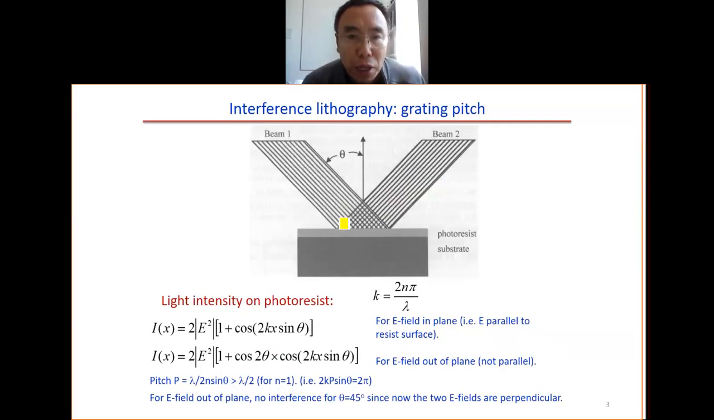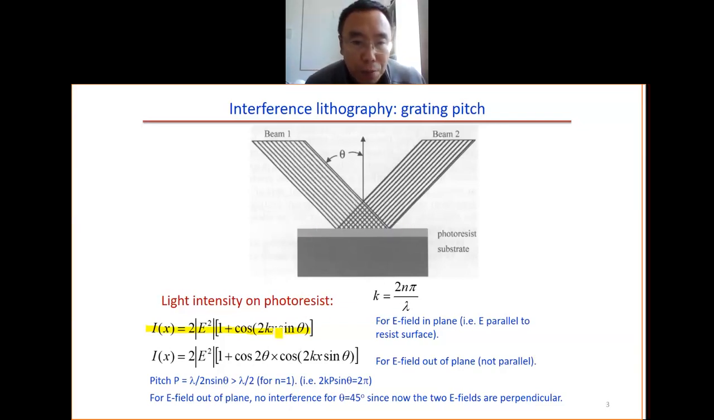So we can calculate the light intensity profile on the photoresist surface, which is given by this equation. Now, this equation looks complicated, but actually it is not so hard to derive. I will later upload the derivation of this equation. So here is the light intensity on the wafer surface.